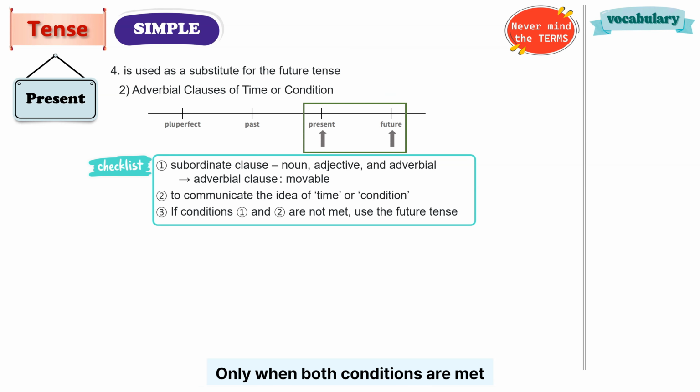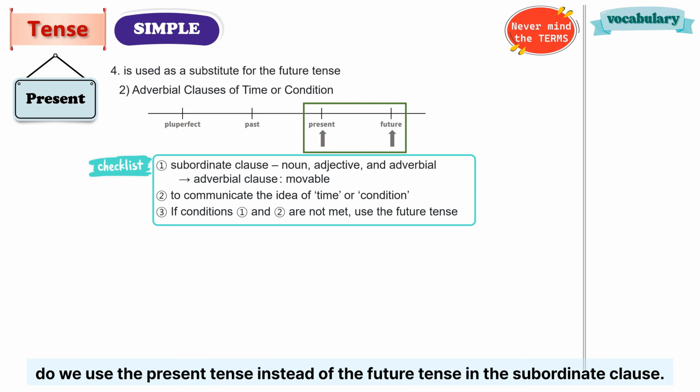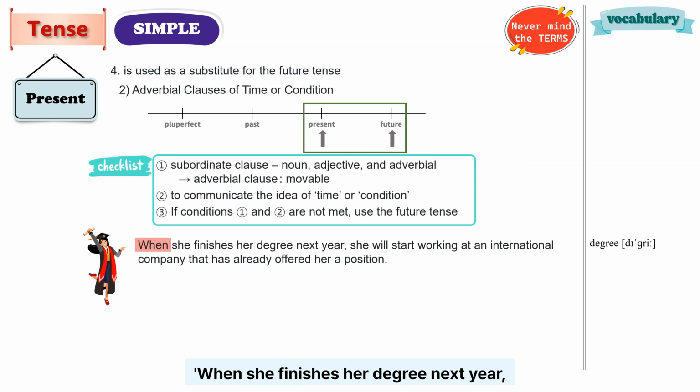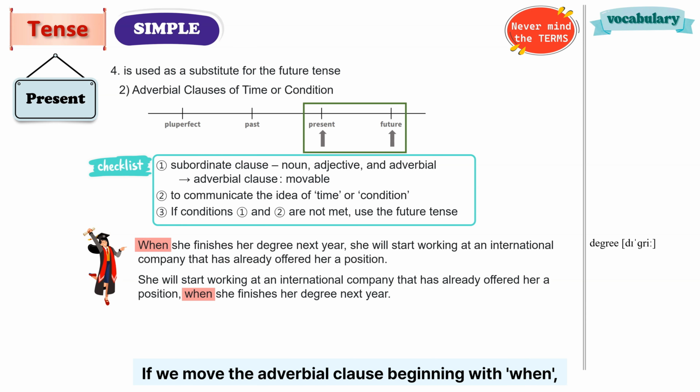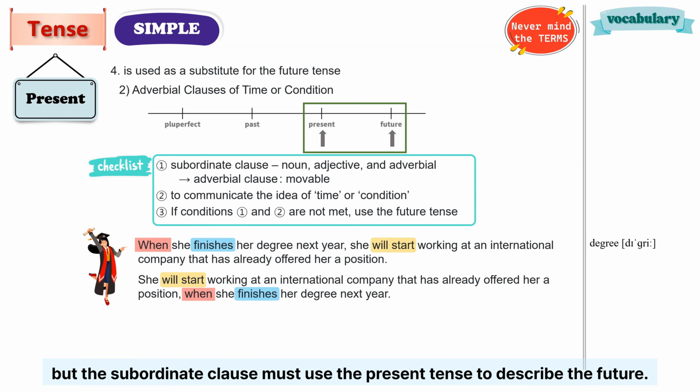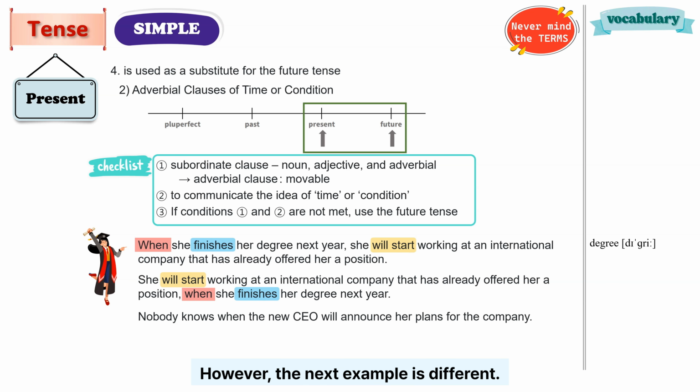Only when both conditions are met do we use the present tense instead of the future tense in the subordinate clause. For example, when she finishes her degree next year, she will start working at an international company that has already offered her a position. If we move the adverbial clause beginning with when, the meaning does not change. So, the main clause stays in the future tense, but the subordinate clause must use the present tense to describe the future. However, the next example is different.